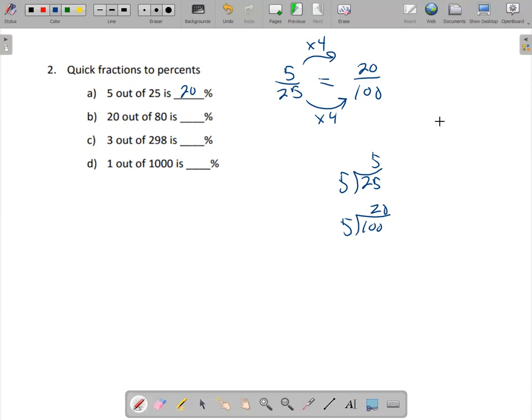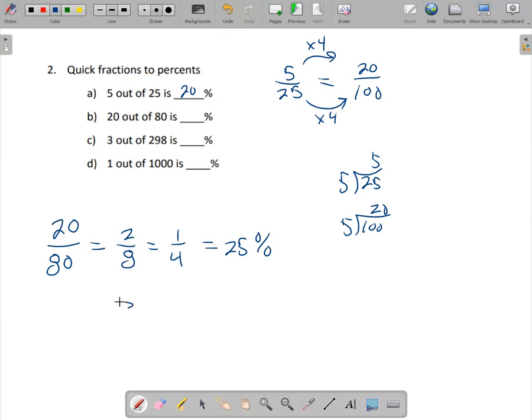20 out of 80. So again, I encourage you to actually write 20 out of 80. We can reduce that, right? That could be 2/8 or 1/4, which would be 25%.